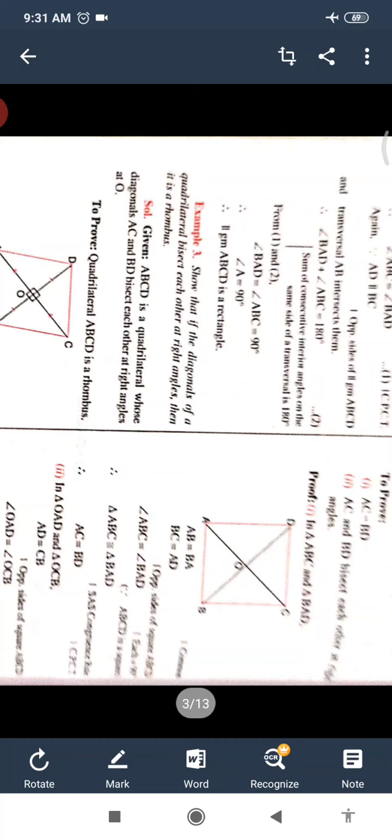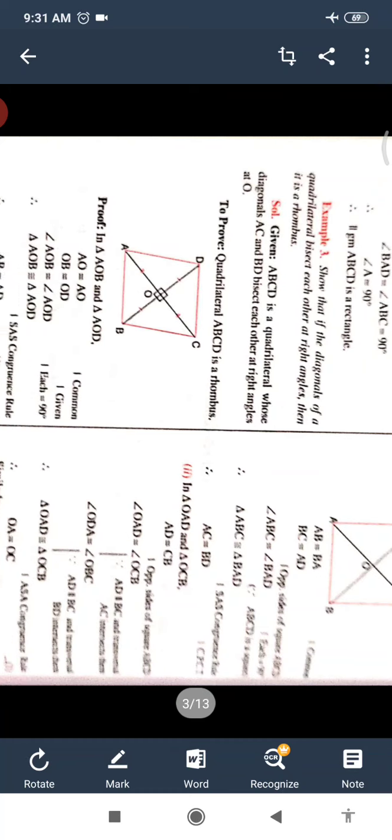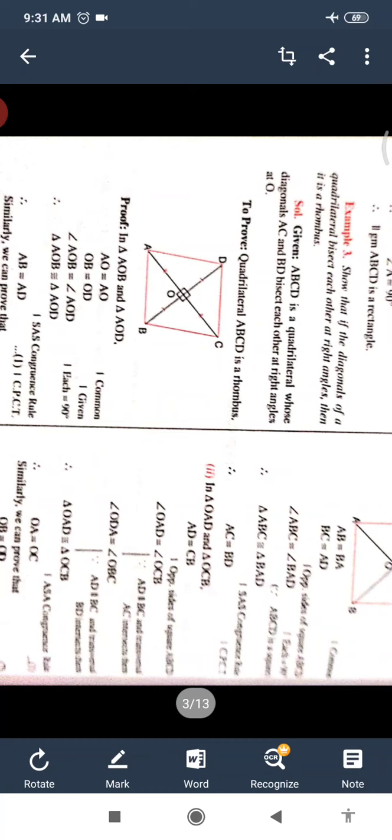Now we prove that they bisect each other at right angles. For this we take two triangles, OAD and OCB. In both triangles, AD equal to BC, opposite sides are equal. Angle OAD equal to angle OCB. Why are these two angles equal? Because they are angles formed by parallel lines.